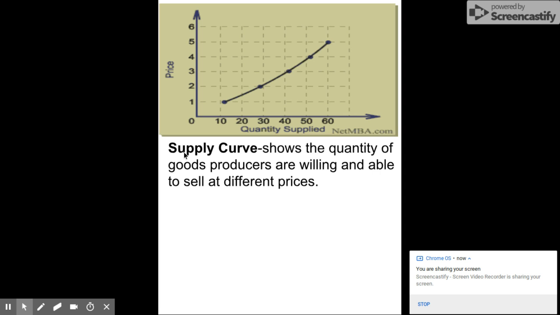So our supply curve shows the quantity of goods producers are willing and able to sell at different prices. And this is simply saying, again, that the higher the price, the more that they will make.